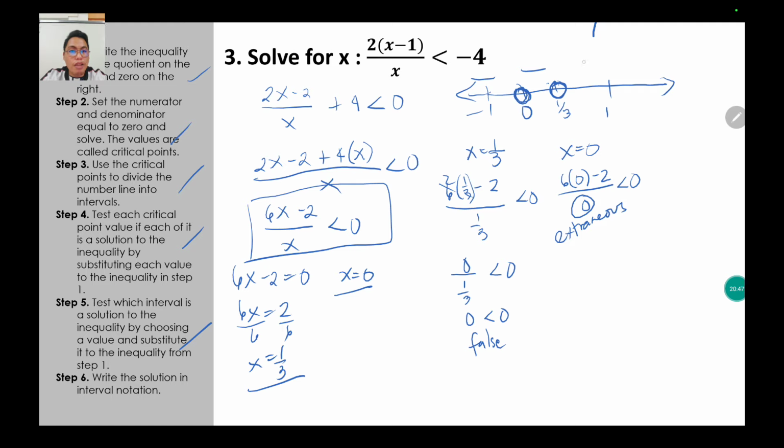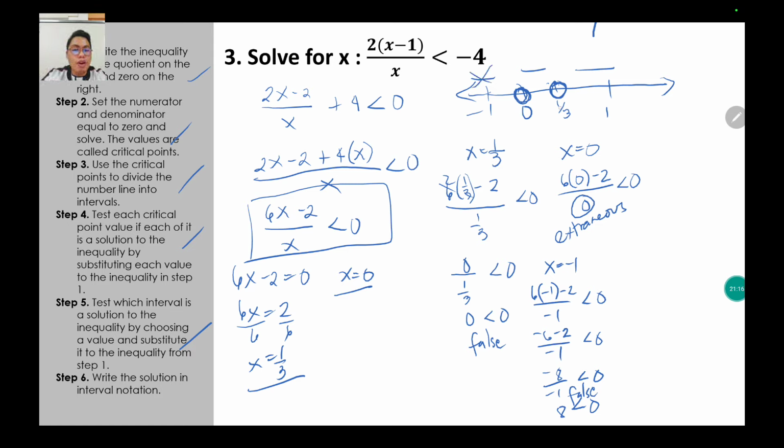So we have 3 intervals ulit. So we go with -1. Check natin si x equals -1. So we have 6 times -1 minus 2 over -1 less than 0. That is -6 minus 2 over -1 less than 0. -8 over -1 less than 0. This is +8 less than 0, which is false. No, hindi naman mababa si 8 sa 0. So we will not use this one.